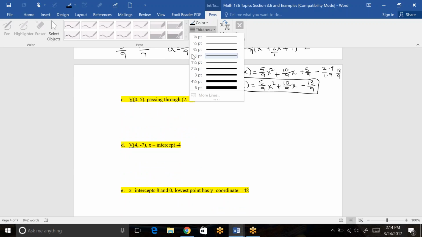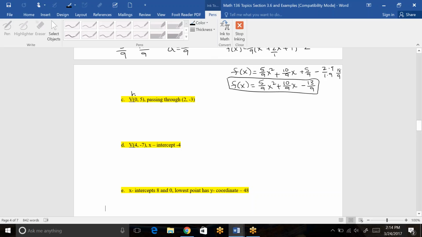This one has a vertex of (0, 5), so that's my h and my k. And this is x and f of x. So this would be finding a first, so -3 equals, we don't know a, x would be 2 minus h squared plus k. So that's -3 equals a times 2 squared plus 5. That would be 4a plus 5.